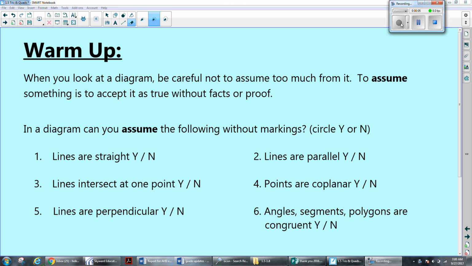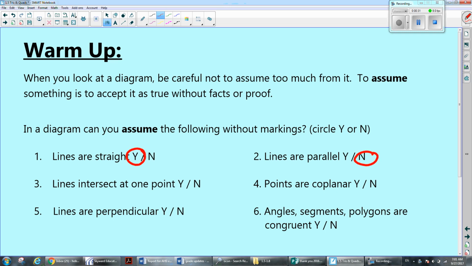Alright, so starting off the second part of Chapter 1 here, sections 1.5 to 1.8 with this warm-up. If you saw a diagram, we have to be careful that we're not assuming too much from it. So we can't assume something. We can't accept it as true without facts or proofs. So can you assume the following without any markings? That lines are straight. Yes, there's no special markings for a straight line. Okay, but for lines are parallel, we cannot assume that. We would have to show on our lines those additional arrows for parallel. If they have the same amount of arrows, they're parallel.